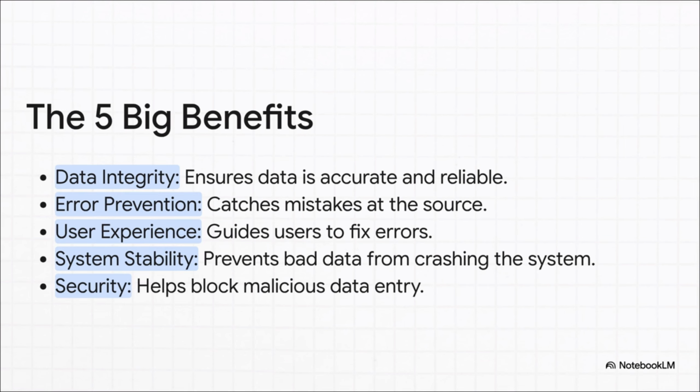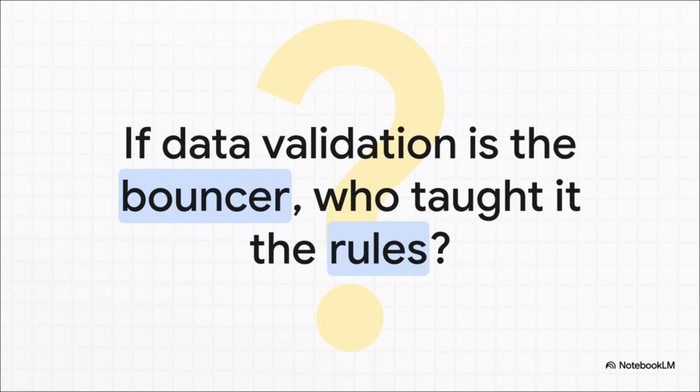And finally, and this one is absolutely critical, security. Proper validation is a major line of defense against hackers trying to inject malicious code into a system. It's a huge deal. So there you have it. Data validation is this silent, tireless process that keeps our digital lives orderly and safe. It's the bouncer at the door of every single app. Which kind of leaves us with one last question, doesn't it? If validation is the bouncer, who wrote the rulebook?